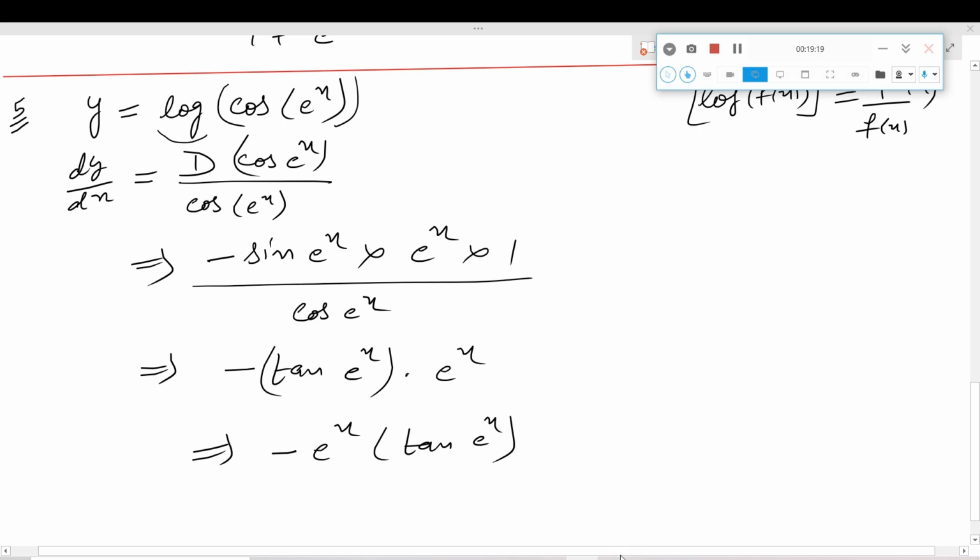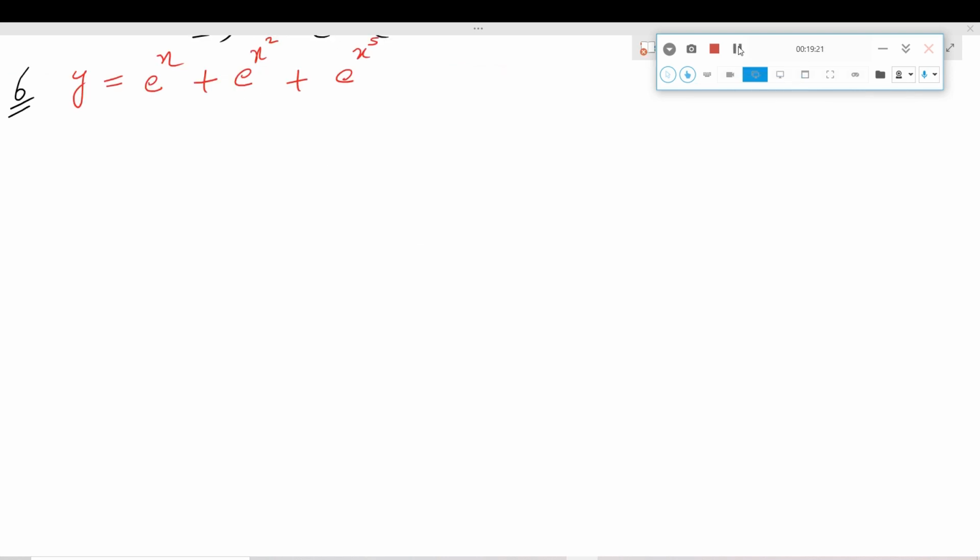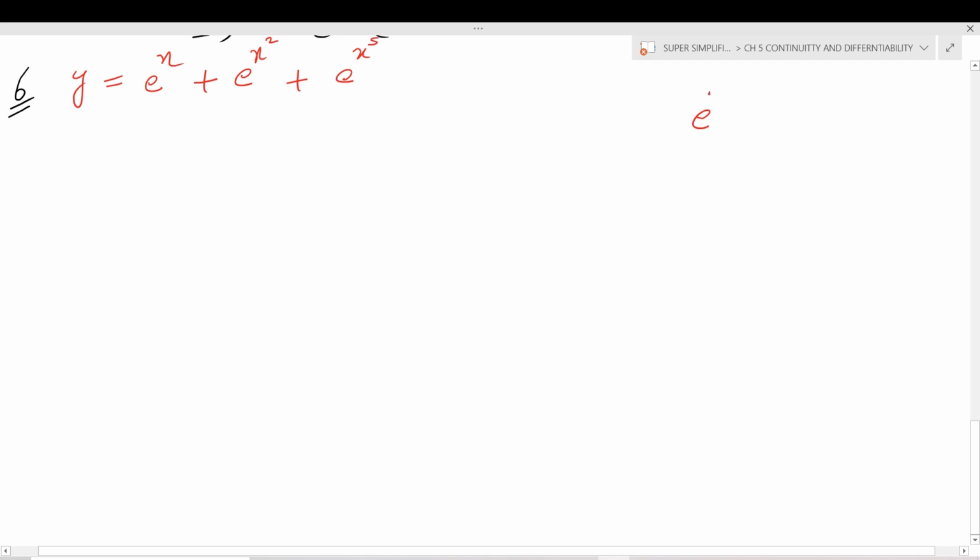Next question, y is equal to e raised to the power x plus e raised to the power x square plus e raised to the power x5. So which rule are we going to use? We are going to use this rule: derivative of e raised to the power f(x) will be equal to e raised to the power f(x) into f dash x. So let us find out dy by dx.